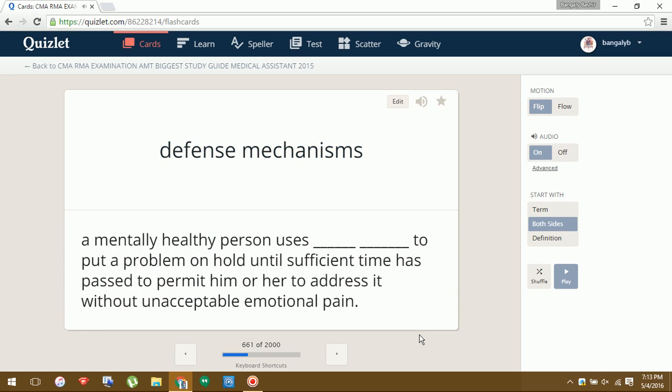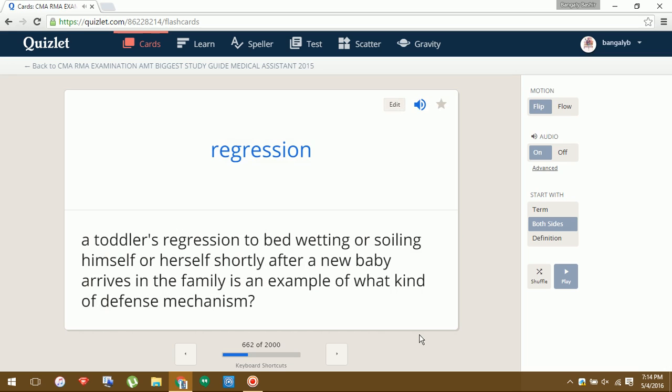Defense mechanisms. A mentally healthy person uses blank to put a problem on hold until sufficient time has passed to permit him or her to address it without unacceptable emotional pain. Regression. A toddler's regression to bedwetting or soiling himself or herself shortly after a new baby arrives in the family is an example of what kind of defense mechanism?